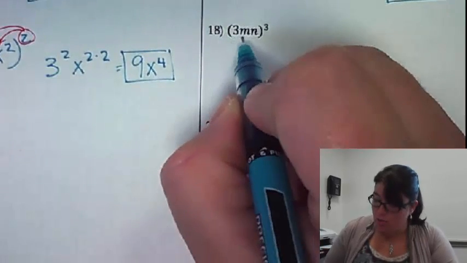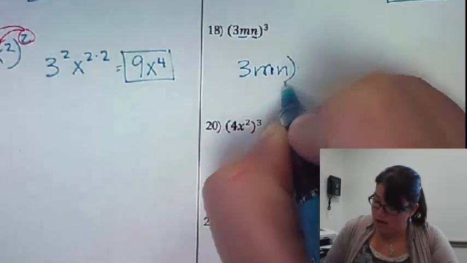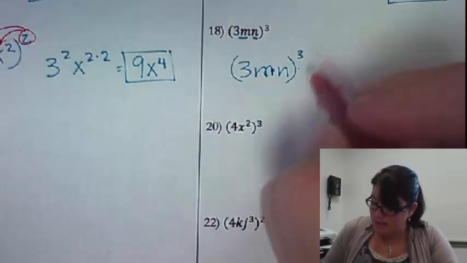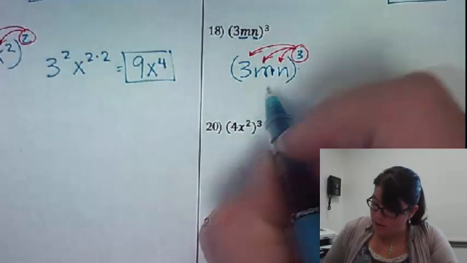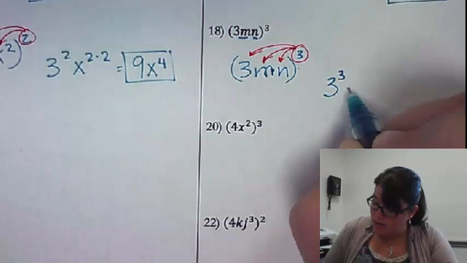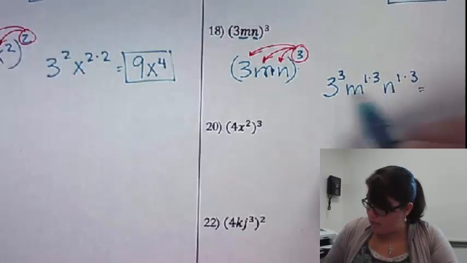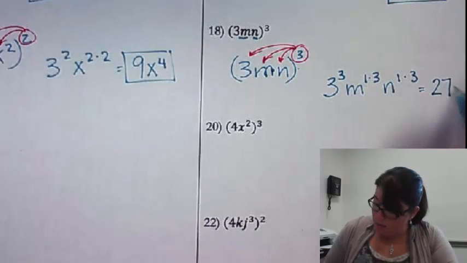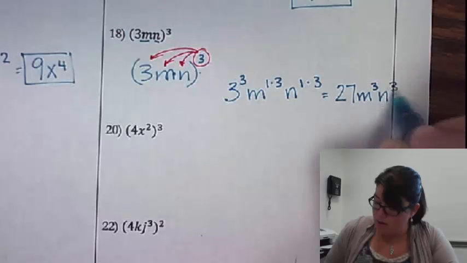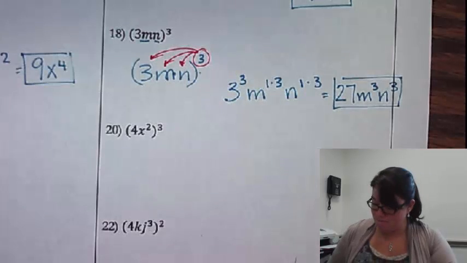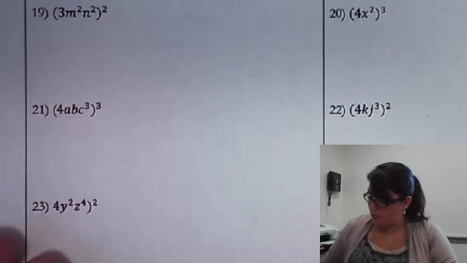Number 18 now has 2 variables, or 2 bases, inside parentheses. No big deal. We are going to follow the same procedure. Take the outside exponent and distribute, this time to all 3 parts because we have an extra base in there. On the coefficient, it becomes a regular exponent. On the bases, we multiply by the exponent that already is there. So 3 cubed is 27. M will be to the 3rd power, and n will be to the 3rd power. And that's my final answer. So same process, you're just working with more parts. That's all. All right, so let's take a look at number 19.